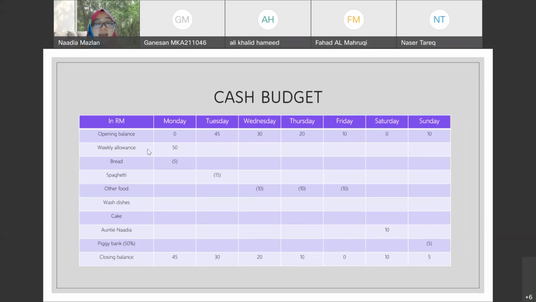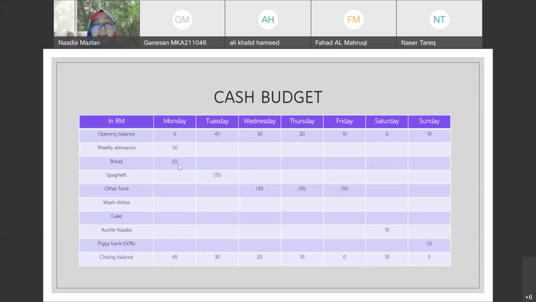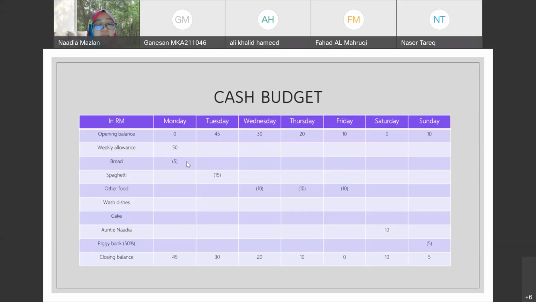And then weekly allowance, every week he gets, or in here he said, we'll give 50 ringgit. So 50 ringgit. And then in school, I will spend 5 ringgit in recess to buy bread on Monday. So less 5 ringgit. Is there anything that he buys on Monday? No. That's all on Monday. So 0 plus 50 less 5, you get 45. This is your closing balance on Monday. Bring your closing balance to your opening balance on Tuesday.